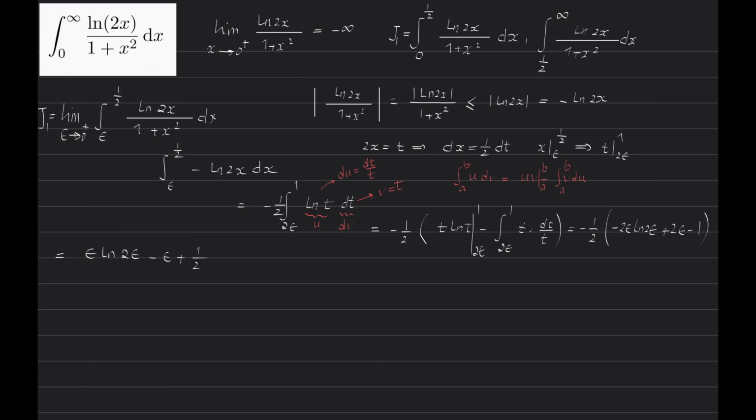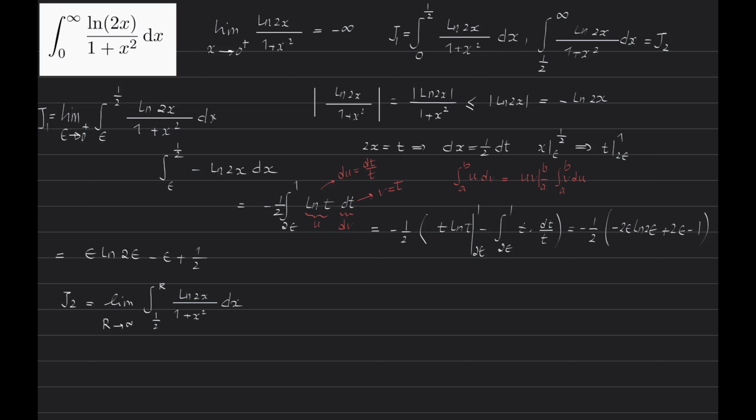But what can I do for the second part? Let me call it J2. If I want to talk about J2, I have to write J2 to be the limit, for example, of the integral from 1/2 to r of ln of 2x divided by 1 plus x squared dx. That's the way we actually do it, and r goes to infinity.